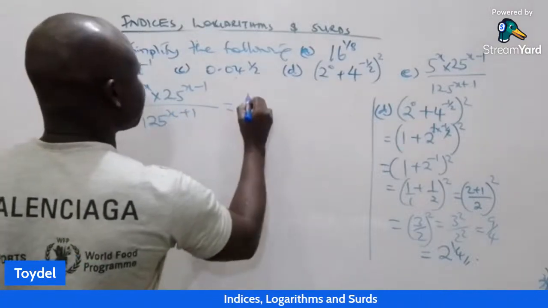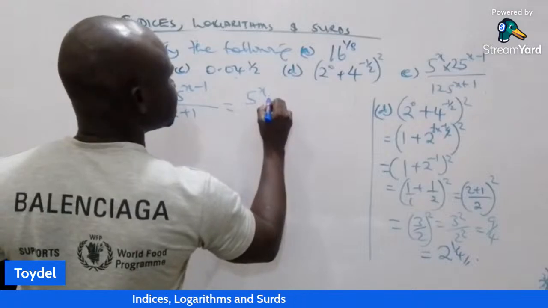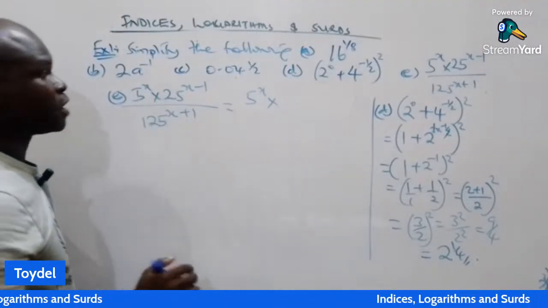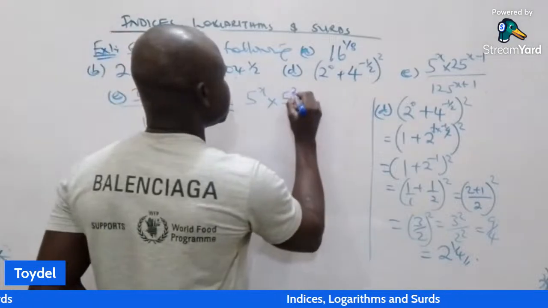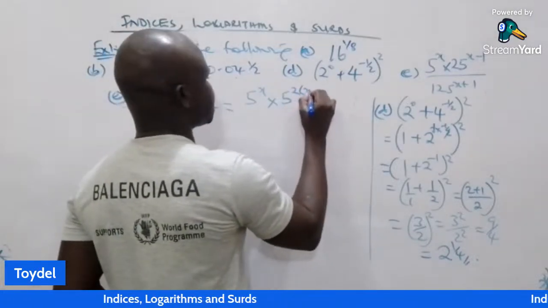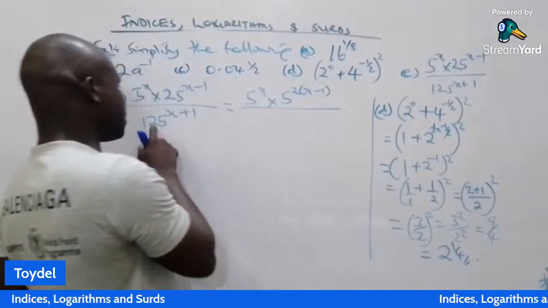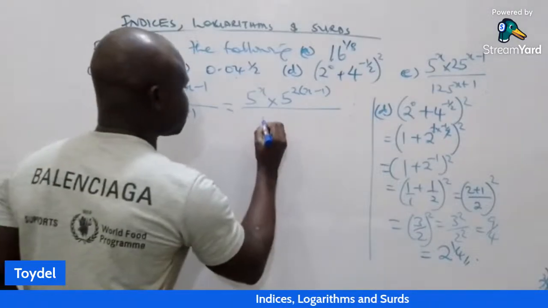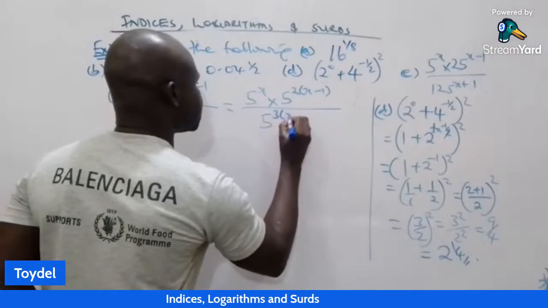Look at, in this case now, we have 5 raised to the power x times, look at 25. I can change 25 to 5 squared. So I'm going to change this to 5 squared. Then the power is x minus 1, so I'll put it into a bracket, x minus 1. All over, I can change 125 to 5 raised to the power 3. 5 in 3 places is 125. So I'm going to have 5 raised to the power 3 into bracket x plus 1.